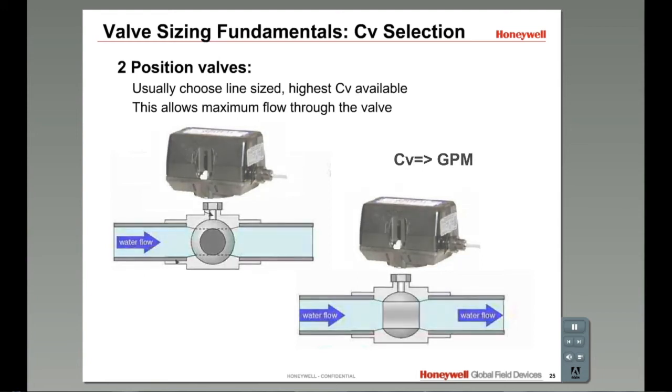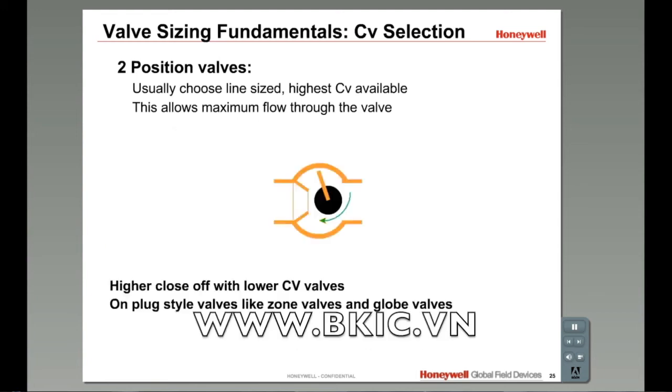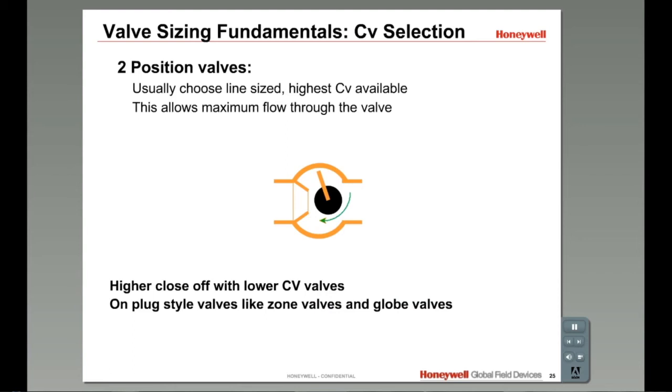In plug zone valves and globe valves, the close-off pressure is higher in zone valves with lower CV. So where high close-off pressure is needed, a lower CV value may be needed.